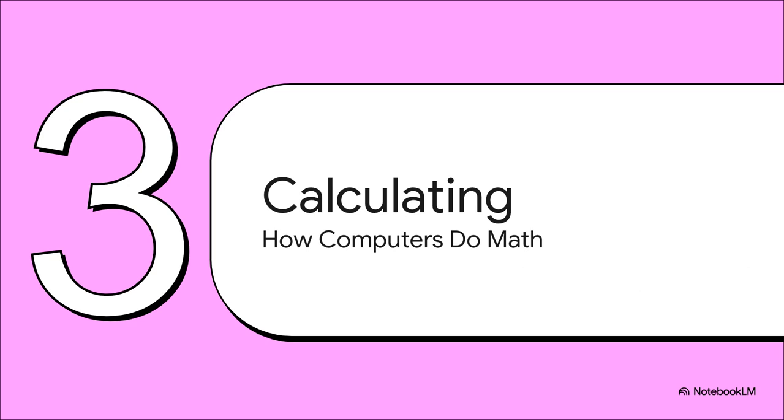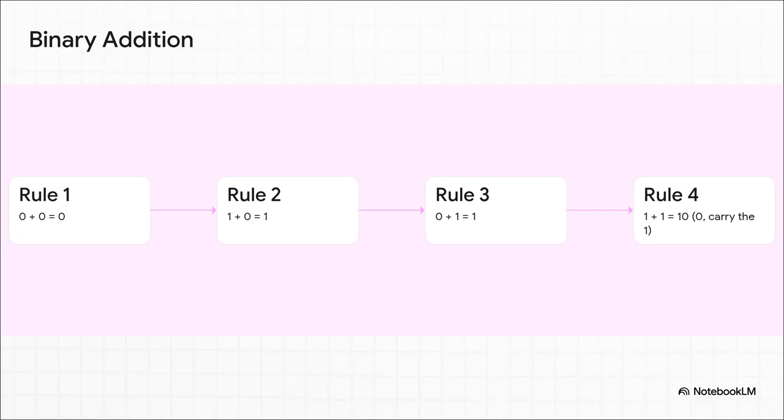The next big jump is, how can a bunch of simple on-off switches actually do math? The answer is surprisingly elegant. These are literally the only 4 rules you need to know to do addition in binary. Now, 3 of them are exactly what you'd expect. The only one that looks a little weird is the last one. 1 + 1 = 10. Why? Well, because there's no digit for 2 in binary.